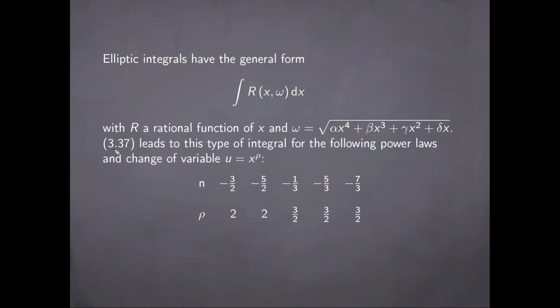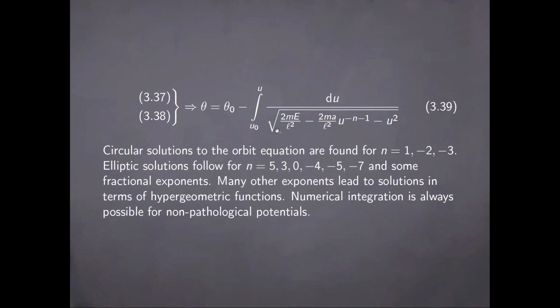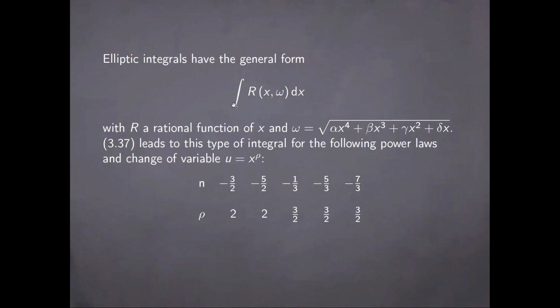And the result 347 leads to this type of integral for the following power laws, the ones listed here, using the change of variables u equals x to the power rho, where rho is the one given here. So it's very easy to check that for these particular combinations of coefficients, the integral given here is always of an elliptical type.